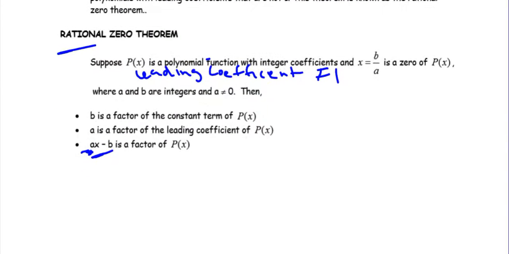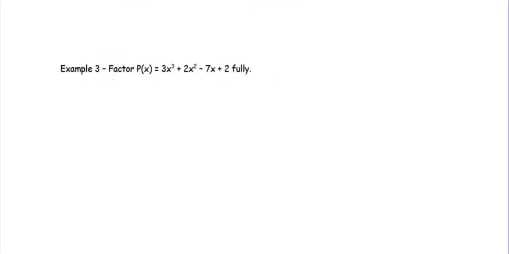So what has to be different to use the rational zero theorem is really that your leading coefficient is not equal to 1 for your dividend. Okay, let's do an example of that. So here we go. We've got one where we've got a 3, which of course means we can't use the integral zero theorem. We have to use the rational zero theorem.